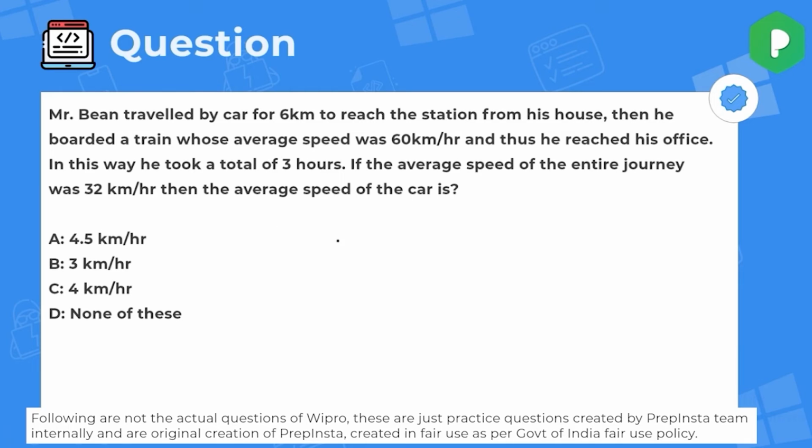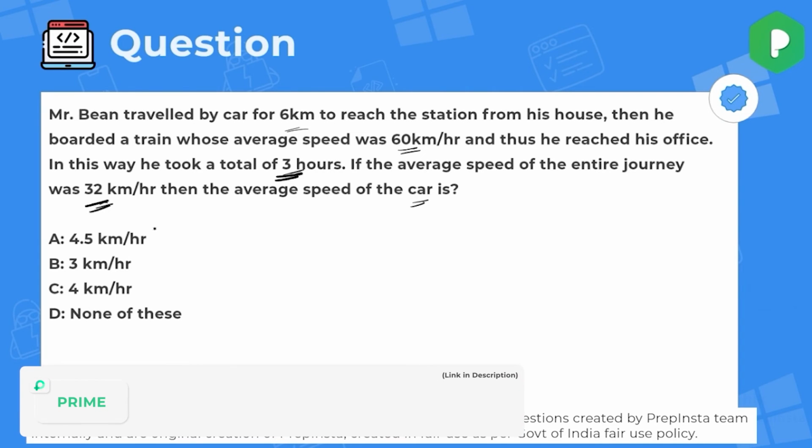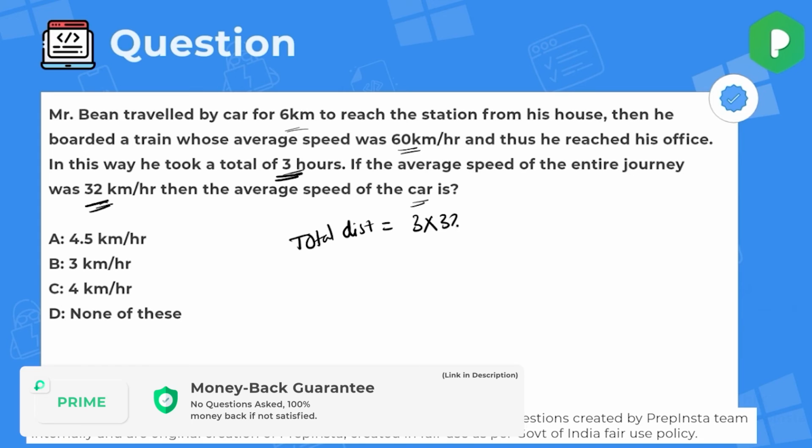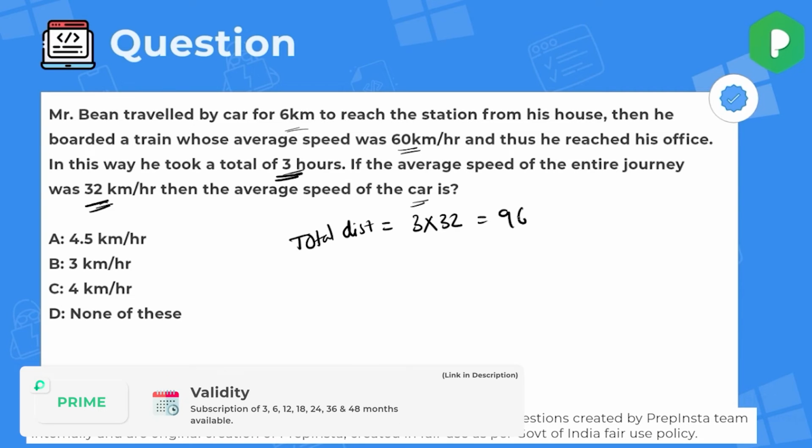Just look at the solution now. How we will do it: Mr. Bean traveled by the car for 6 kilometers and by train at 60 km per hour, total time 3 hours, and average speed is 32 kilometers per hour, and you have to find the speed of the car. Okay. Just look here. He traveled for a total of 3 hours with the average speed 32 km per hour. So what is the total distance traveled by Mr. Bean? It is nothing but 3 hours into 32 km per hour, right? Which is nothing but 96.